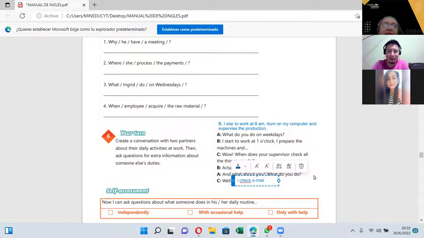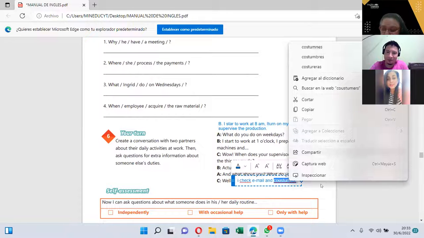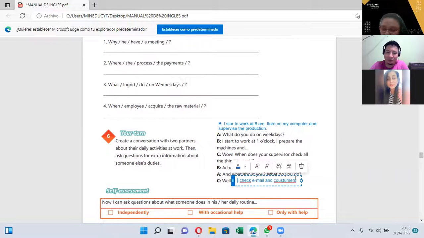Alexandra. Customs. Alexandra está con ustedes, ¿verdad, chicos? Pero se desconectó. Creo que llegó a la casa en este momento. Sí, porque ya es segunda vez que le doy acceso. Okay. Checks, emails, customs. Customers. Aduana, customs. O customers. Customers. Acá está Alexandra. Okay. Customers.